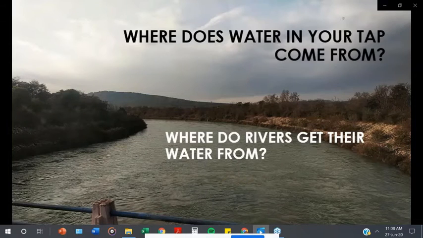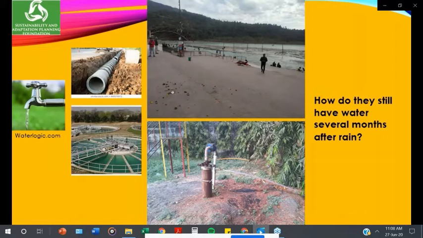Now, as I said, let's try and understand and answer some very basic questions like where does water in your tap come from? Where do rivers get their water from? Because these questions will help us understand catchment behavior. So if I were to ask you where does water in your tap come from, some of you will say it comes from the pipeline. And where does the water in the pipeline come from? Some of you will say it comes from the treatment plant. But where does water in the treatment plant come from?